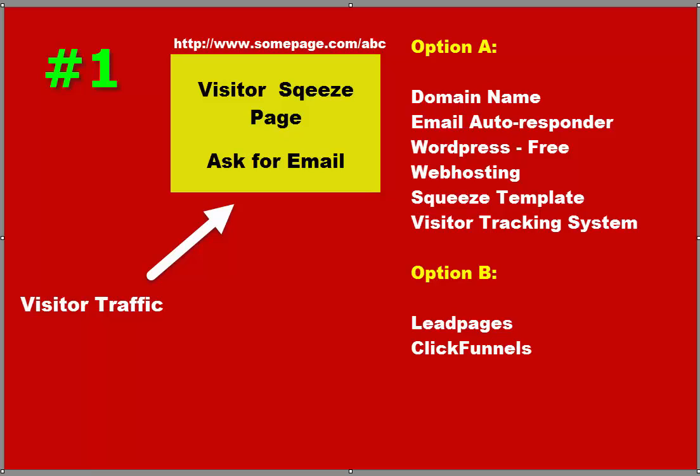The other thing you want is a visitor tracking system, something that lets you know who's coming to your website, what pages they clicked on, how long they stayed, where they came from, all that other information. You want to know that your site is getting traffic. With option B, you can avoid a lot of that. However, you're going to give something up. The two services that are popular that work really well are Lead Pages and ClickFunnels.